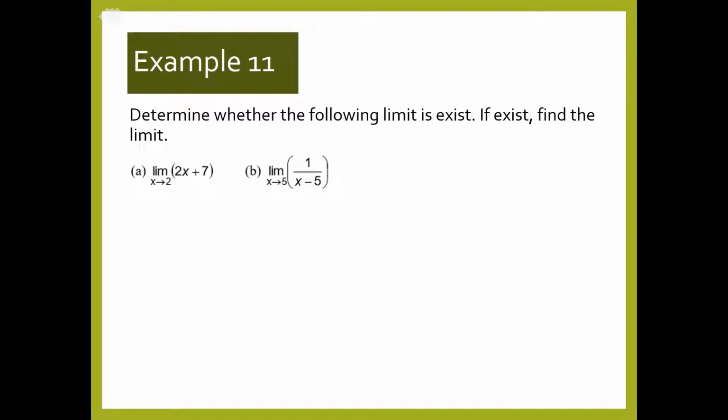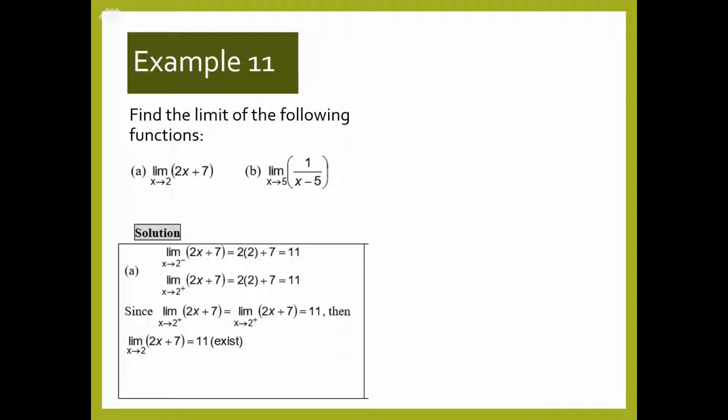You need to determine whether the following limit exists. If it exists, find the limit. To find the limit of the given function, you need to determine both of the one-sided limits, which refer to the limit from the left and the limit from the right. Then, apply direct substitution. You will get the answer for the limit. For a, the function refers to a linear function. As the limit from the left is equal to the limit from the right, that is equal to 11, we can conclude that the limit of the given function as x approaches 2 is equal to 11.